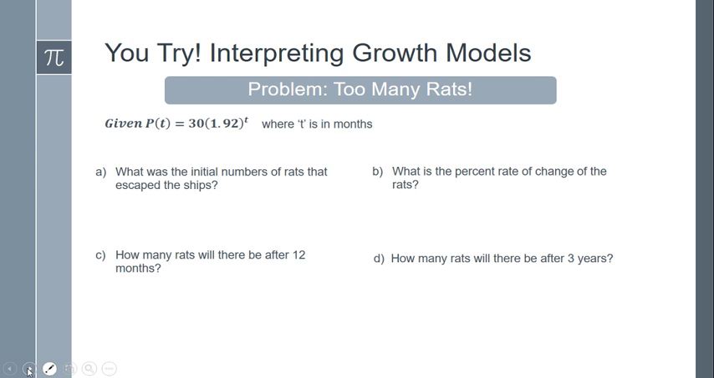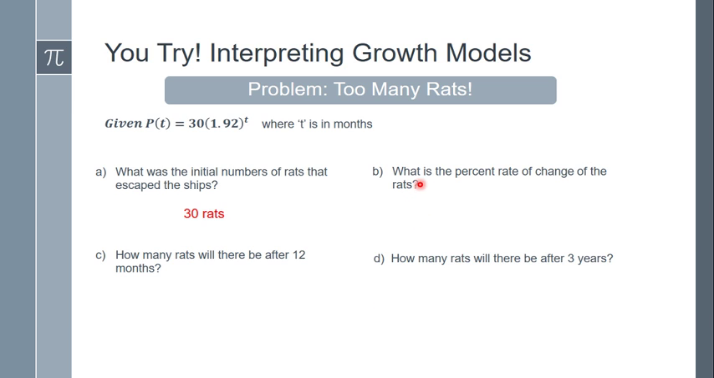Alright, so let's go ahead and tackle these questions. A, what was the initial number of rats that escaped? Well, by looking at our model, we can tell that the A is 30, which represents the initial amount. So just from the equation, this number that's being multiplied out in front, remember that's our initial amount. So in this case, it's just 30 rats.